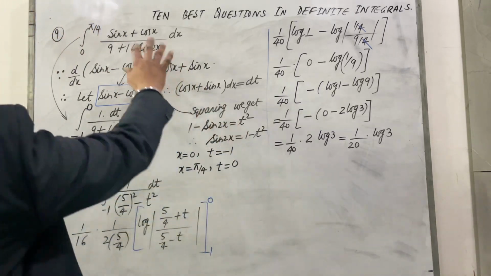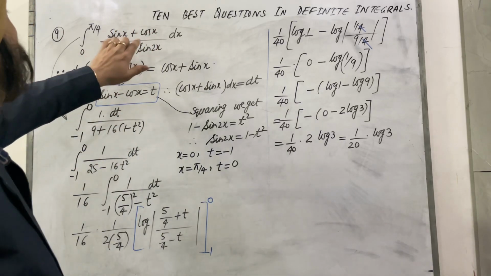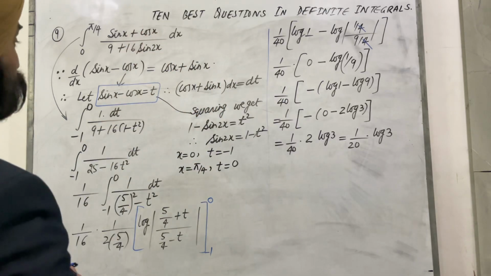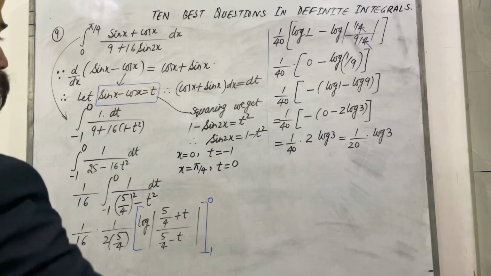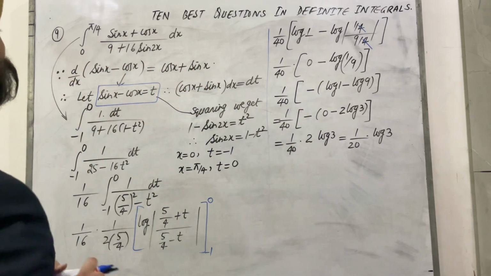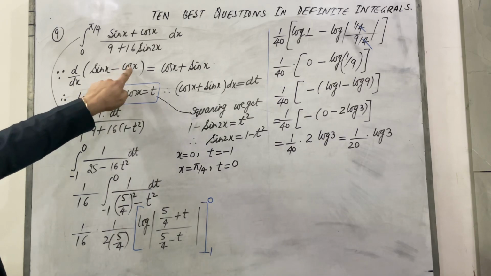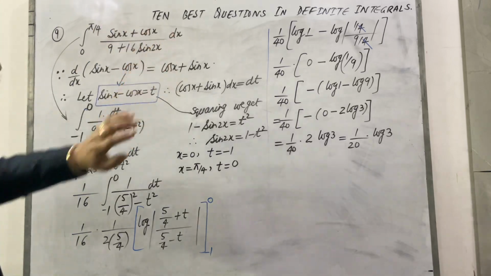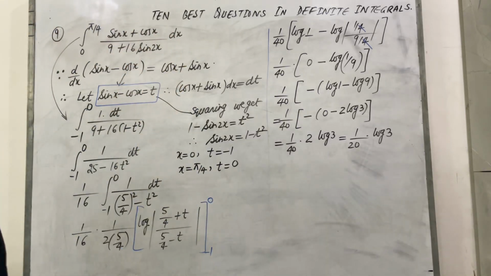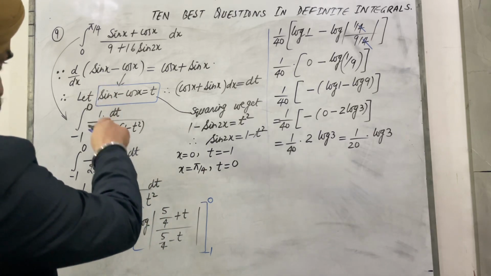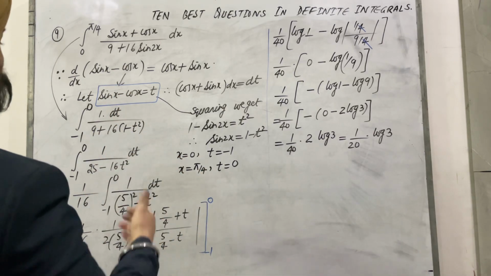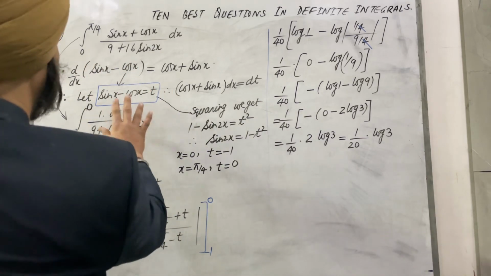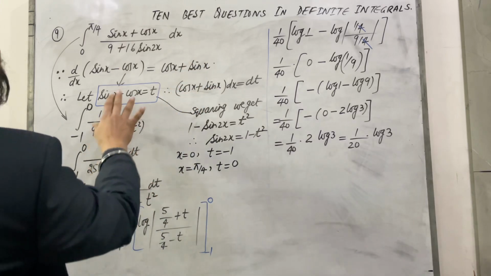How? Now if we ask ourselves a question, we have sin x plus cos x in the numerator. What is the function whose derivative is sin x plus cos x? Cos x is the derivative of sin x, and plus sin x is the derivative of minus cos x. So exactly speaking, sin x minus cos x is the function whose derivative is cos x plus sin x, which is precisely the numerator. This gives us an idea what to take as our substitution. So I have taken sin x minus cos x as t. Differentiating, we get the numerator along with dx as dt.